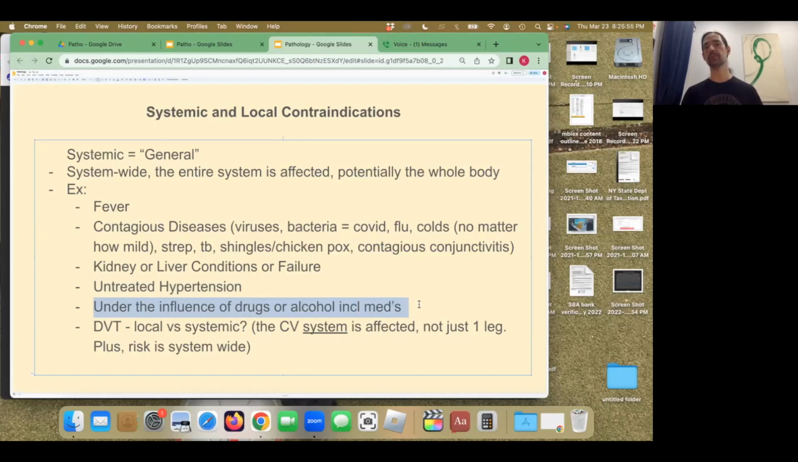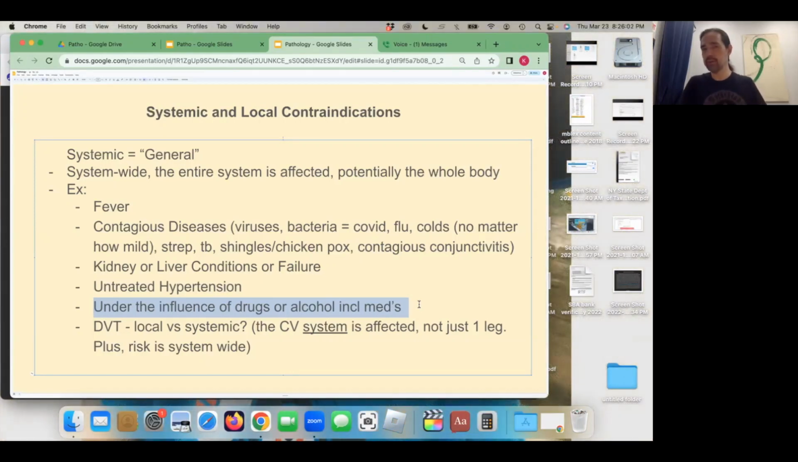Anyone who's under the influence of drugs or alcohol, and that includes any kind of medication like painkillers. People, for various reasons, some of them honorable, some of them I can relate to, will not tell you that they're taking medications. They won't tell you that they had a few cocktails before coming in for their appointment, or that they use drugs.